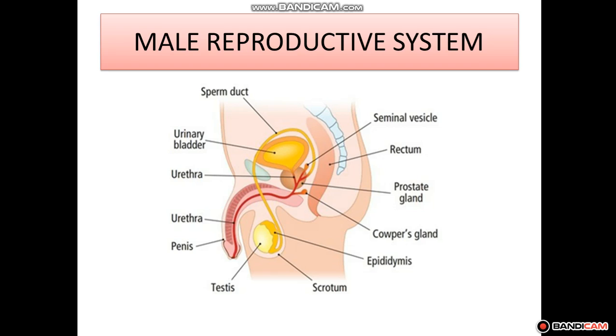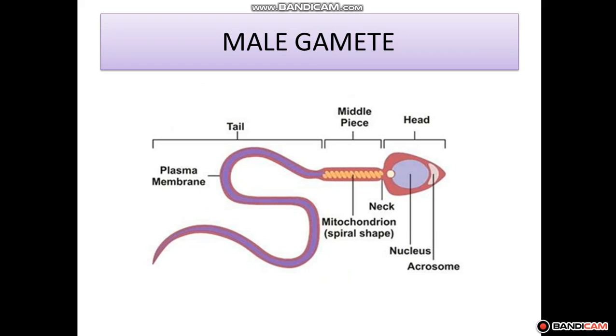Here is a picture of the male gamete, students. On the slide you can see the sperm has three parts: head, middle piece and tail. Each part has its own function, but here we will discuss the tail function. The tail helps in locomotion, the easy movement of the sperm to reach the site of fertilization. Again come to the first slide.